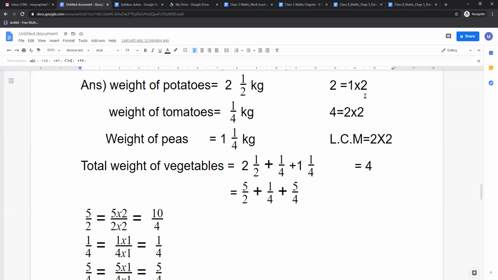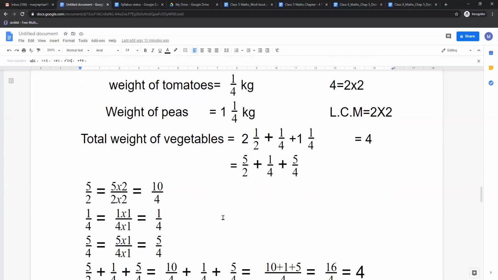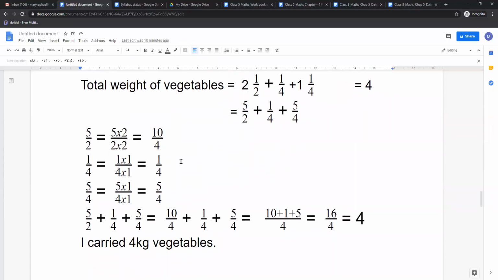So for these 3 numbers we have to find the LCM to make the denominators the same. 2's factors are one 2, 4's factors are two 2s. So what is the LCM here? 2 appears 2 times in one, and 1 time in the other. So we have to take the maximum number, which is 2 times. So LCM equals 2 2s are 4. Now all these 3 fractions, one by one we will take and change into equivalent fractions with the denominator 4.